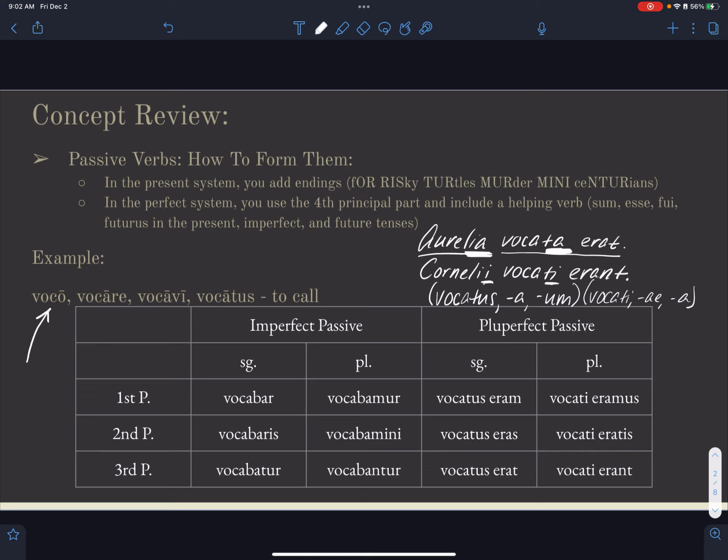And maybe one more side note. What's cool about the passive voice in the perfect system is that this ending, the US or whatever adjective ending you put on it, helps you identify the subject much more quickly and efficiently, because it does have to agree. That's why those are super nice. Any questions before we move on?